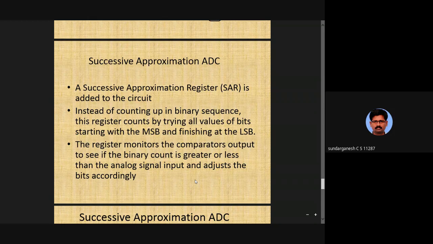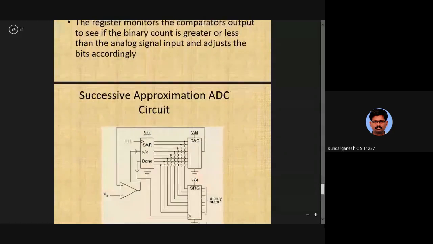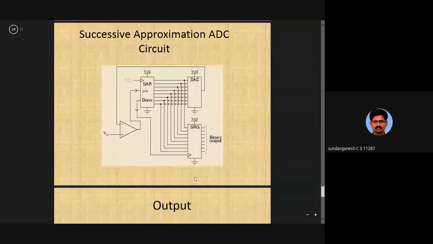Instead of counting up in binary sequence, the register counts by trying all the values of bits, starting from the MSB and finishing at the LSB. So the register is monitoring the comparator output to see whether the binary count is greater or less than the analog signal input and adjusts the bits accordingly. So we see how it is working. This is known as the successive approximation register.